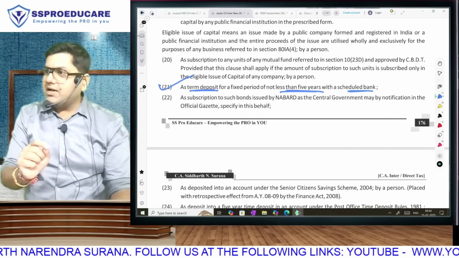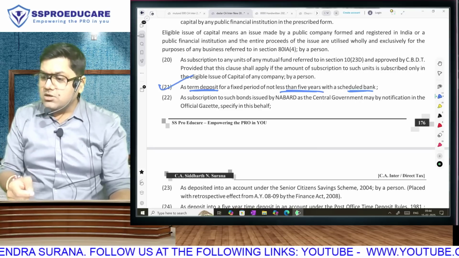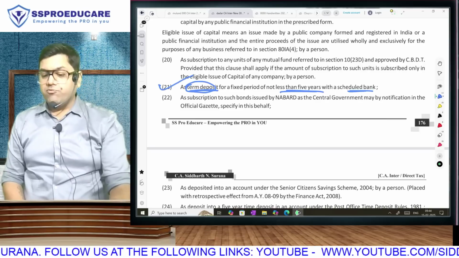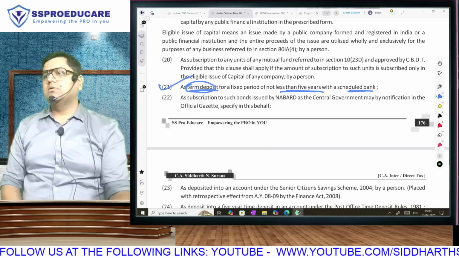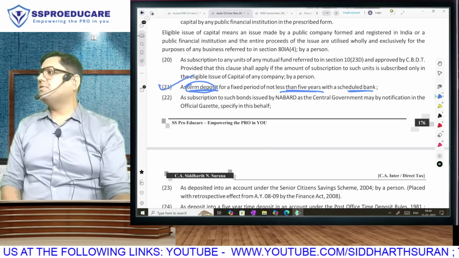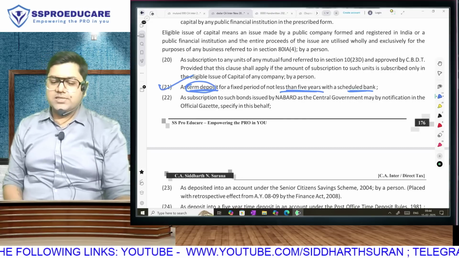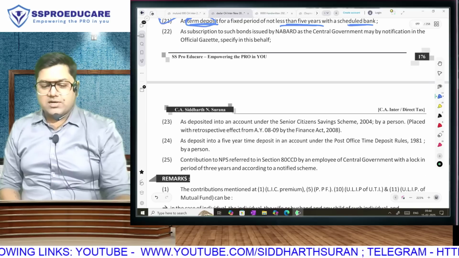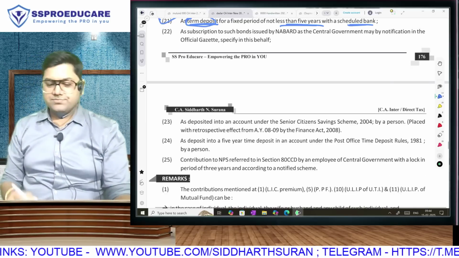We can make FD, RD for 1 year also, for 2 years also, 10 months also. But if you are making a term deposit, meaning FD, RD, for a minimum period of 5 years, that means you are a long-term investor. We will give you the benefit. But if you make an FD of 2 years, no benefit. 1 year, no benefit. The tenure has to be a minimum of 5 years to get this benefit. Is that understood? And savings account, current account obviously are not investment. They are only temporary parking of money.